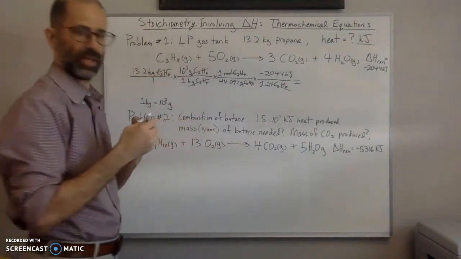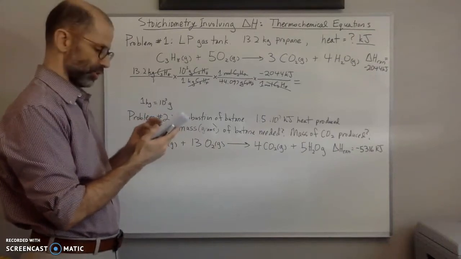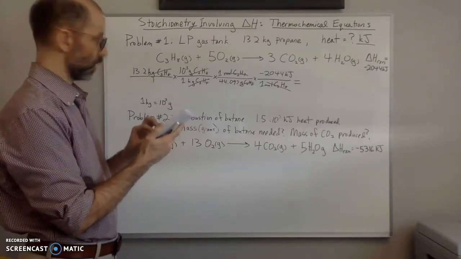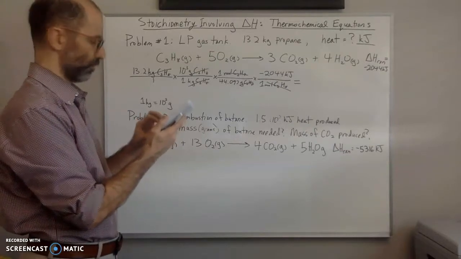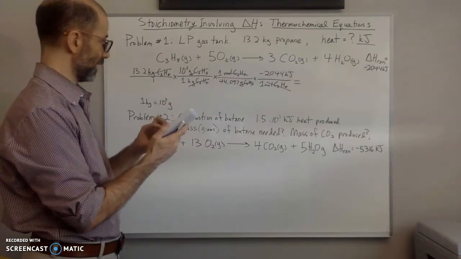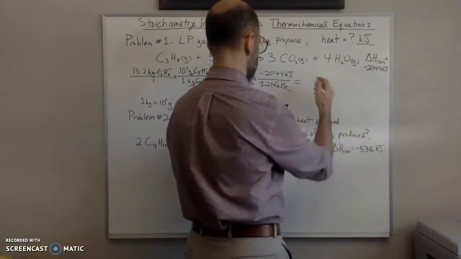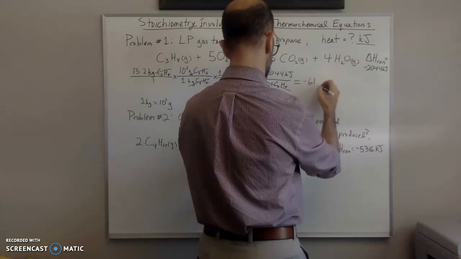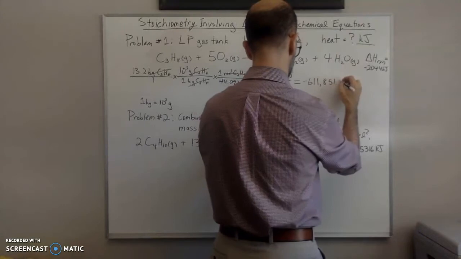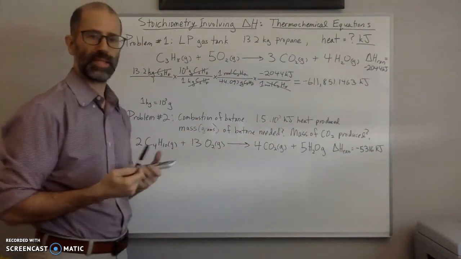So now all we need to do is calculate. We're going to take 13.2 times 1,000 times negative 2,044, and divide by 44.097 equals, and that's going to give us a negative 611,851.1463 kilojoules.